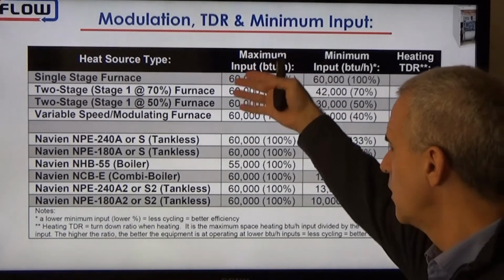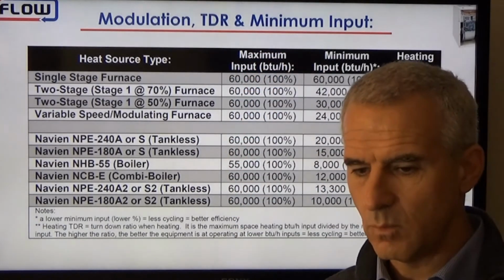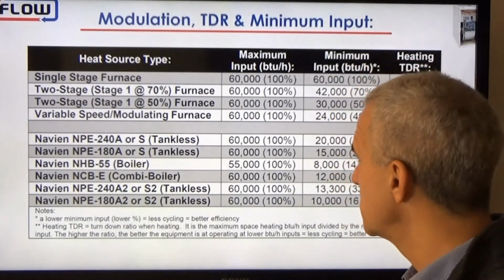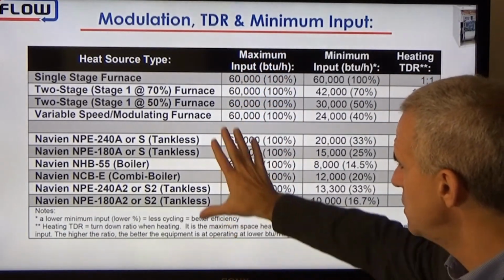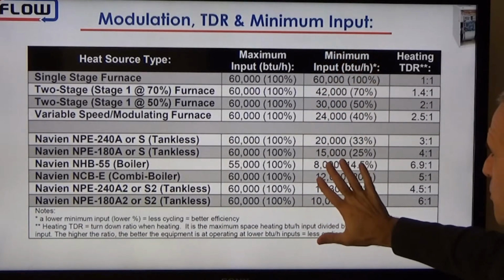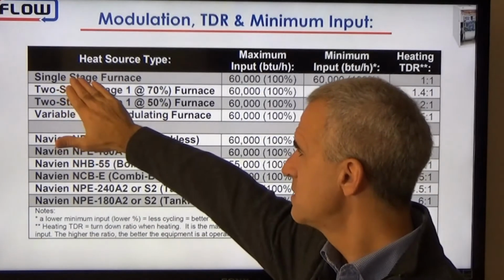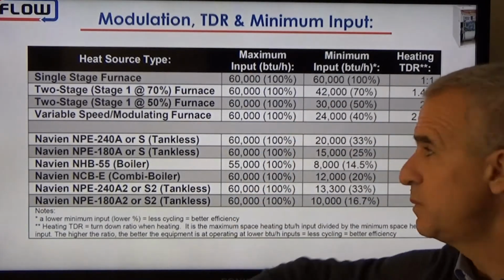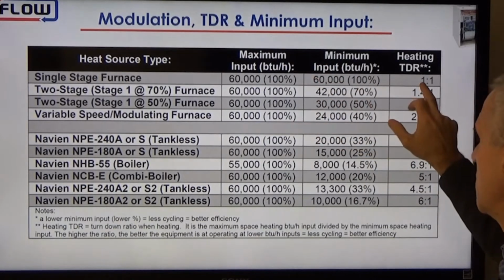So again, we're going to stick with the 60,000 BTU format. Again, one of the top 2, if not the top furnace size in North America, so we'll stick with that. So we've got a maximum input of 60,000 BTUs for all the equipment on the heating side. Now we're going to look at the minimum input, and then we're going to calculate the turn down ratio. So a single stage furnace, again, operating at one speed: 60,000 is the maximum input, 60,000 is the minimum, so a turn down ratio of 1-to-1.